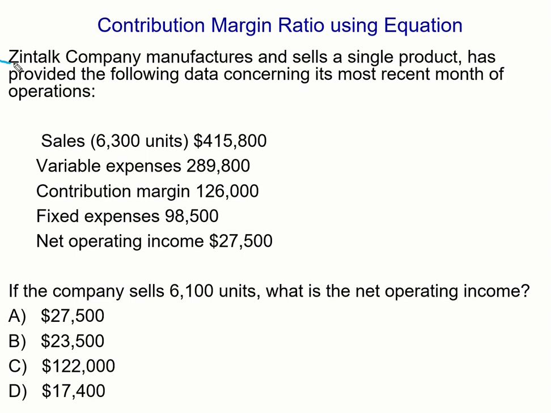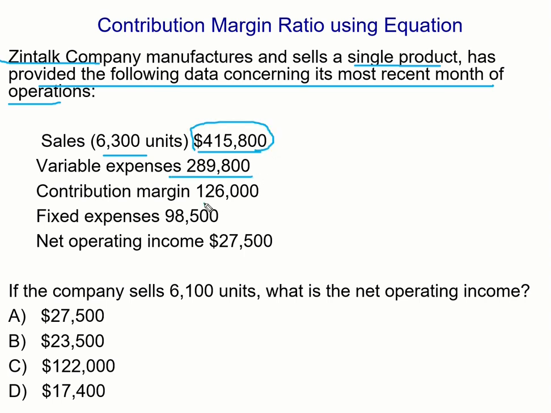Zinc Talk company manufactures and sells a single product, and has provided the following data concerning its most recent month of operation. Sales, 6,300 units, at total sales of 415,800, variable cost of 289,800. Contribution margin is 126,000. Fixed cost, 98,500. And the net operating income based on the scenario is 27,500.